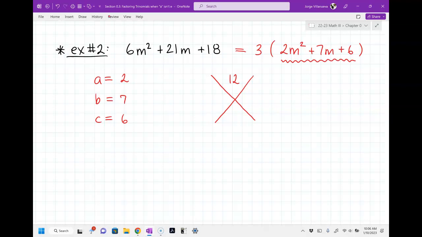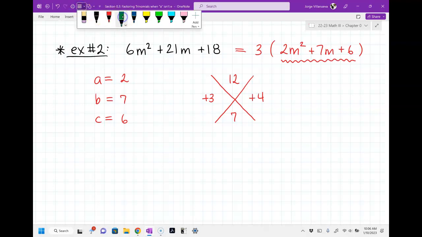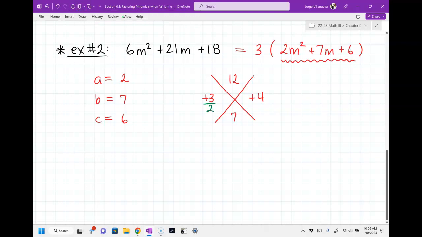So 2, 7, and 6. The 7 is going to go right here. What 2 numbers multiply to 12 that add to 7? 3 and 4. So both positive, right? So positive 3, positive 4. Remember, in yesterday's lesson, I just circled them and everything was great because a was equal to 1. But in this case, a is not equal to 1. A is equal to 2. So I'm going to divide by 2.